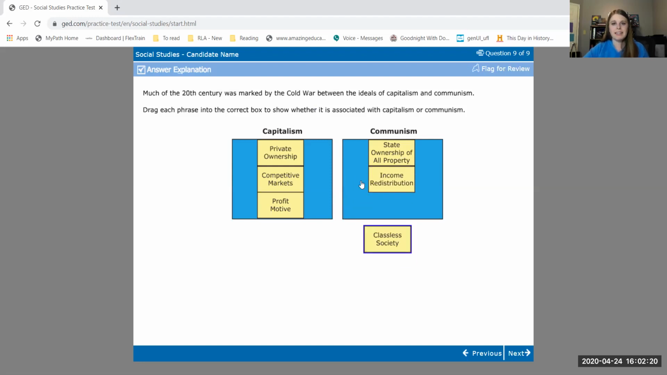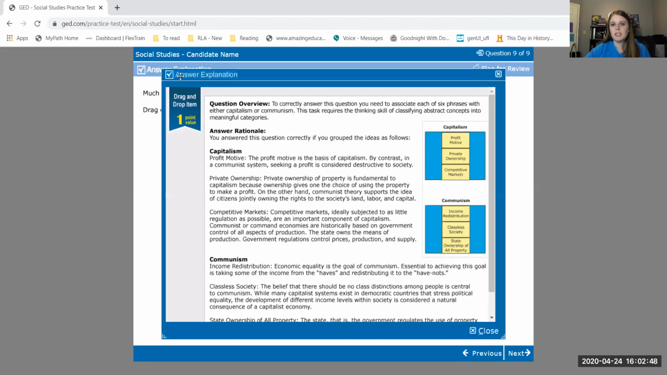And then finally, we have classless society. Now, the easy way would be to notice that there's one space in communism left, and you can put it there. You can also know that they redistribute the income in communist societies so that people are all equal. Well, we believe in the United States with capitalism that you have to work hard for it. So there are kind of classes in capitalism. So we're going to put this one in communism. And we can check our answers, and we are correct.